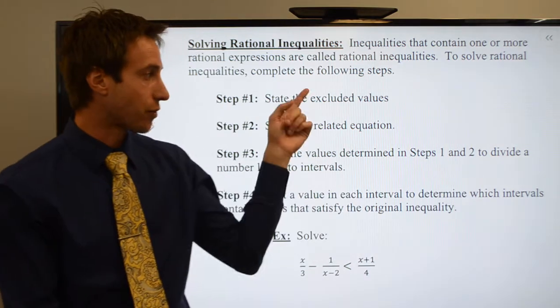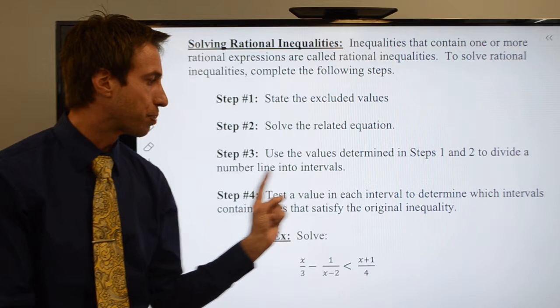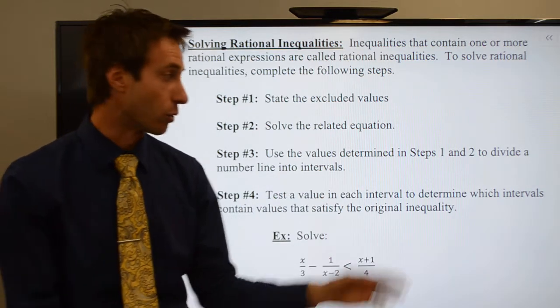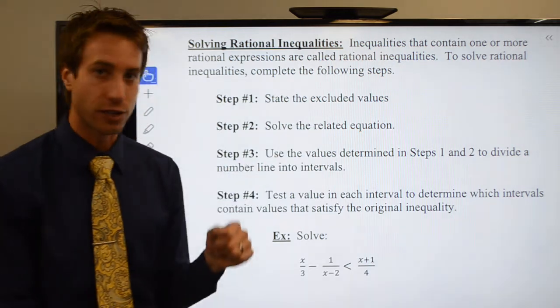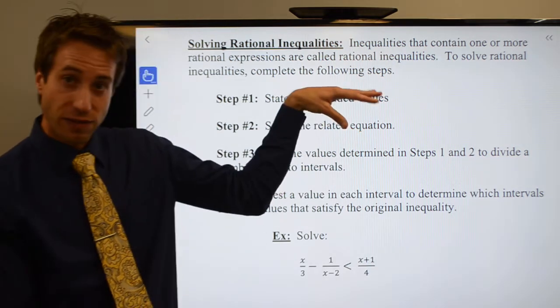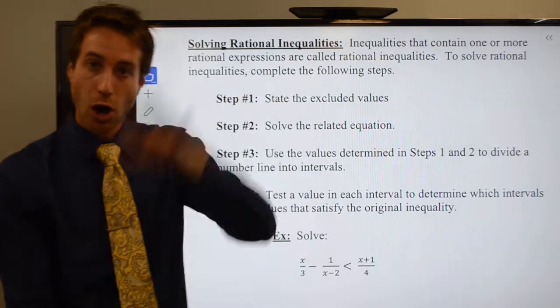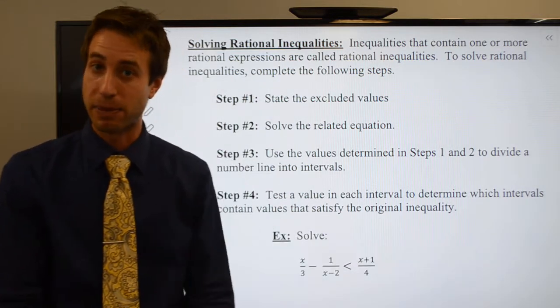Now, once we find the excluded values, and once we've solved the related rational equation, we'll then take those values from step 1 and step 2, and we're going to split a number line into intervals using those values. So let's say I get a value from step 1, and 2 values from step 2. I'll drop those values from part 1 and part 2 onto a number line. I'll split my number line up into intervals.